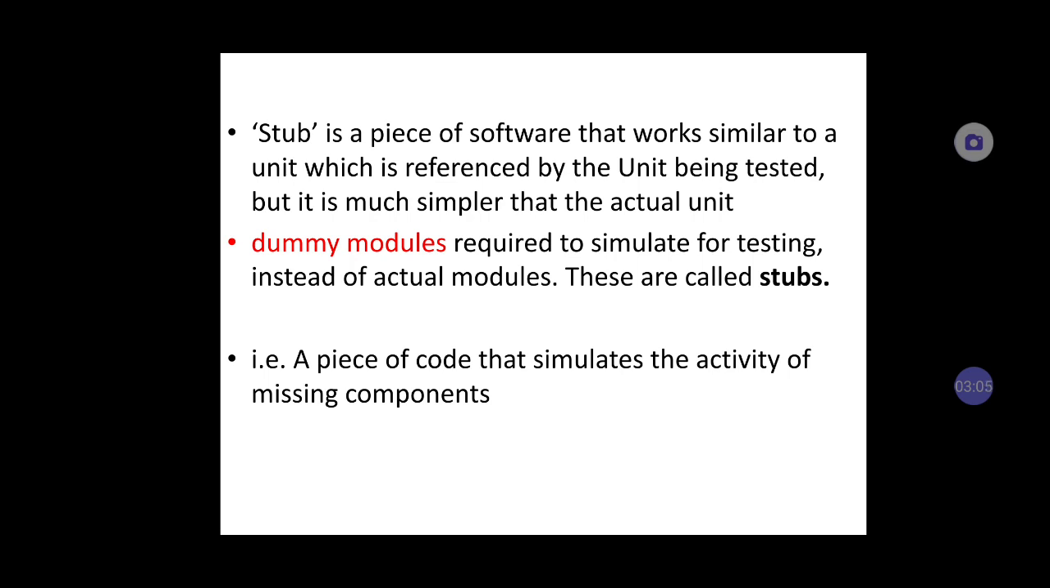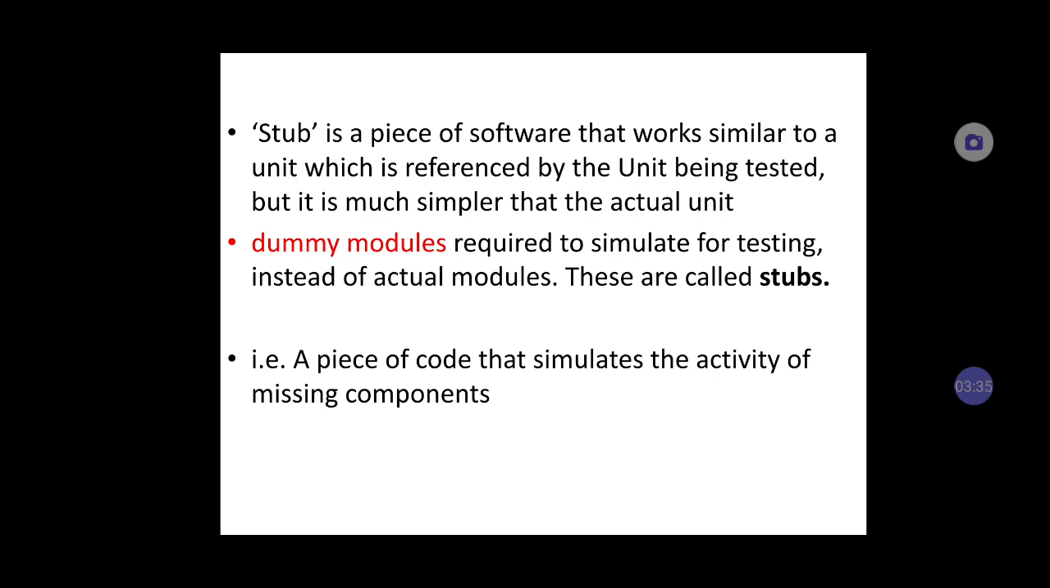So your bottom modules are ready, but if you are to test upper modules, then you can take the data from those leaf nodes. And if the main module is not ready, then instead of that you can use a dummy module, and the dummy module accepts the data and interprets the result. So a stub is a software program that works similar to a unit which is referenced by the unit being tested, but it is much simpler than the actual unit. So these dummy modules are required to simulate for testing instead of actual modules.